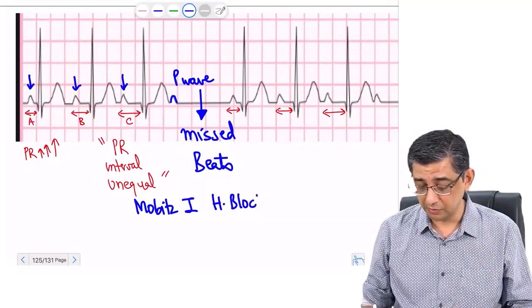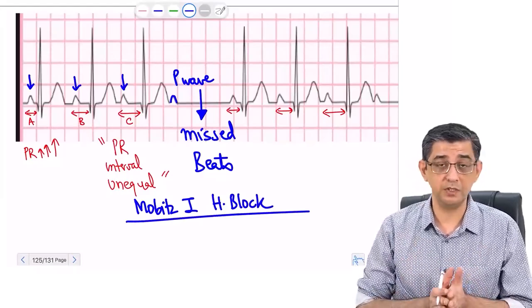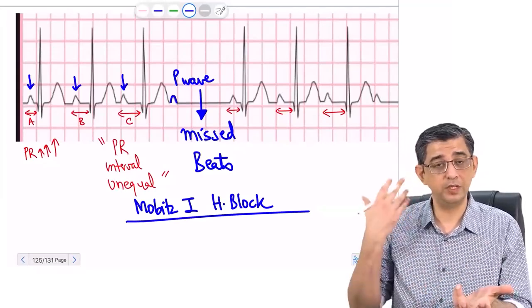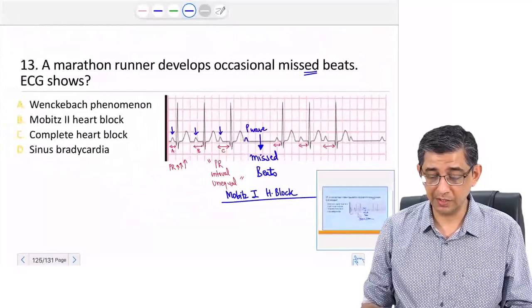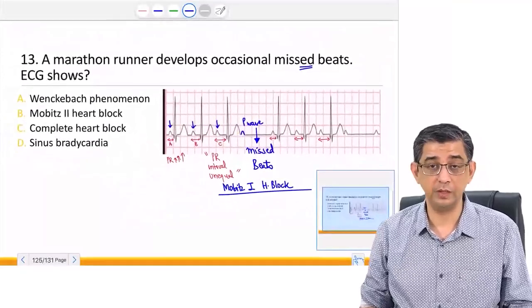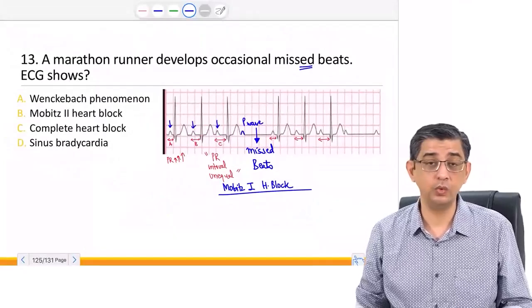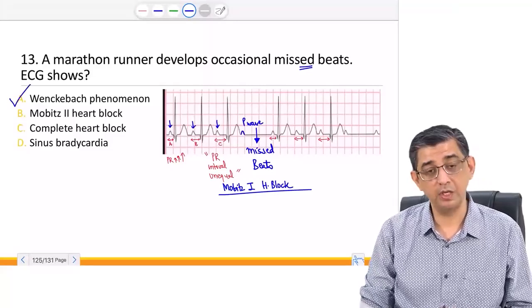that sometimes the P wave may not be conducted to the bundle of His, and if there's no septal activation, no contraction of the ventricles for a fraction of a second, no blood supply to brain, that is responsible for dizzy spells. Mobitz one heart block, guys, can be physiological or it can be pathological. It can be physiologically present in marathon runners due to high vagal tone. The correct answer for this question is Wenckebach phenomenon.